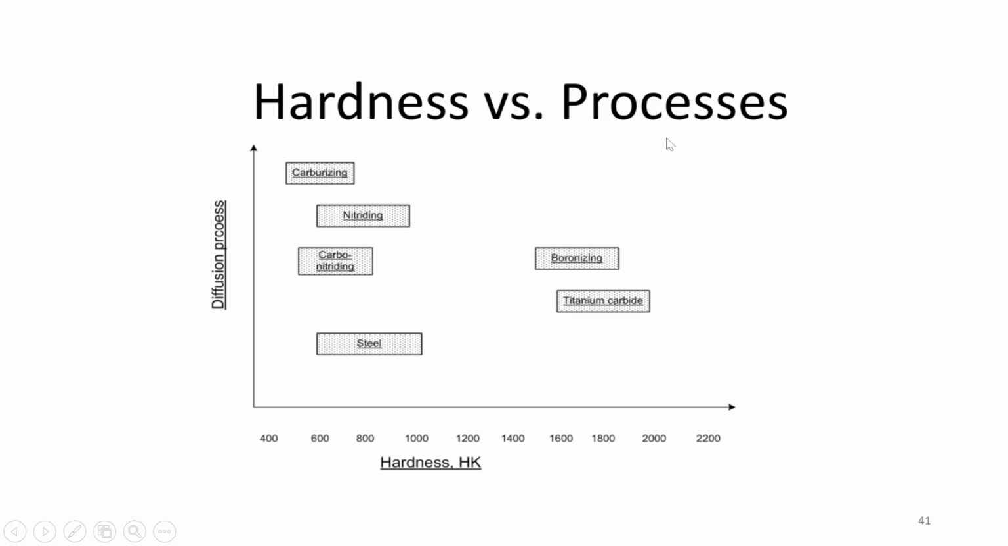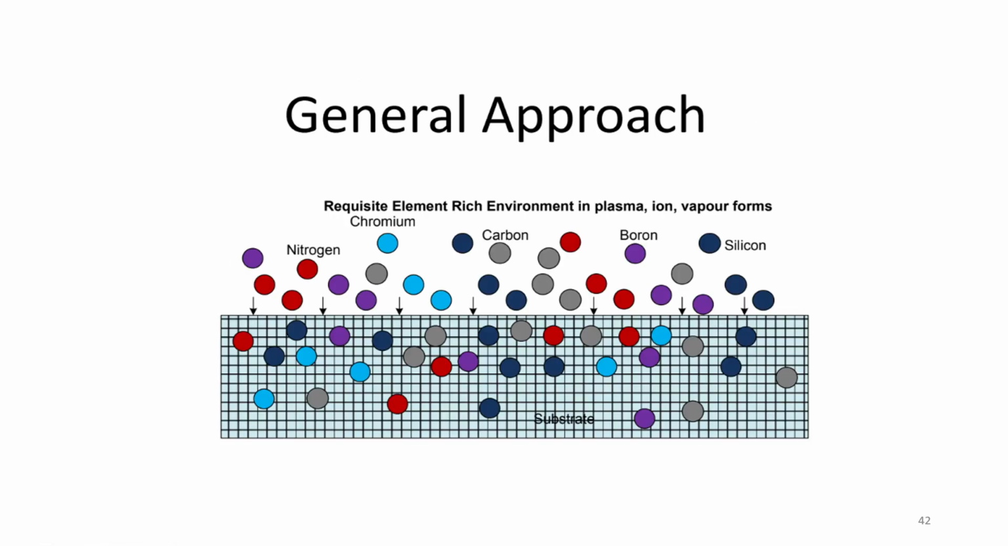Next is hardness versus processes, and here with increasing hardness we can see the lowest will be in carburizing, then we have carbonitriding, then higher than that we have nitriding, and then the highest will be boronizing. The hardness of steel and titanium carbide is also given for comparison.